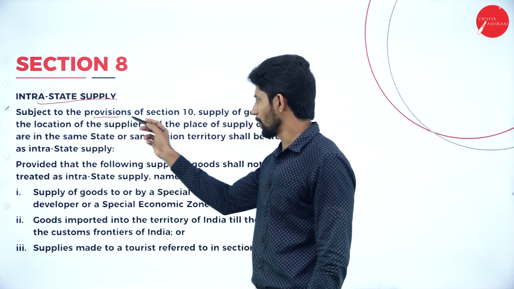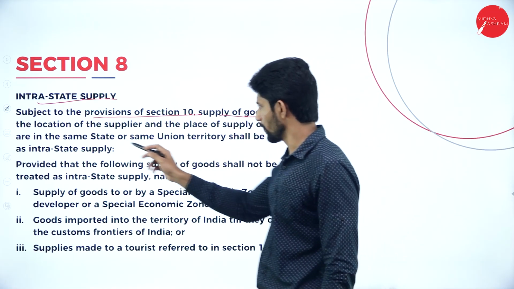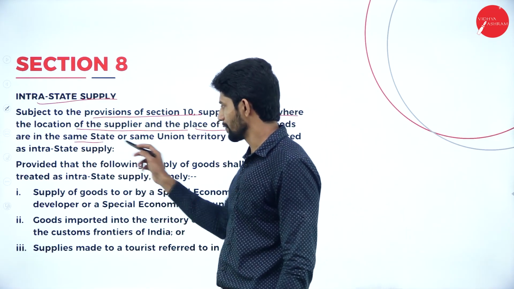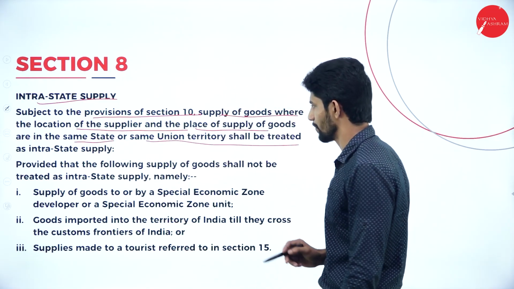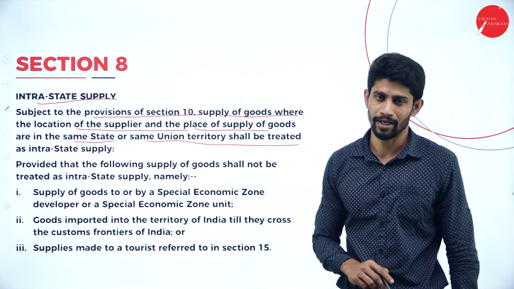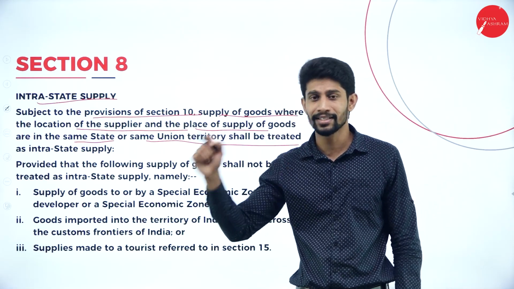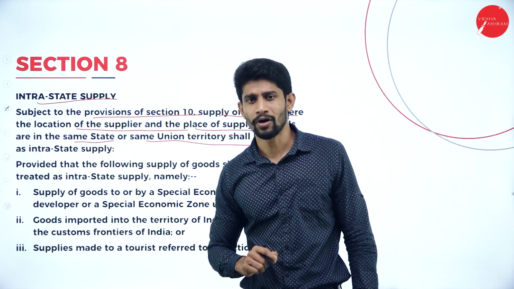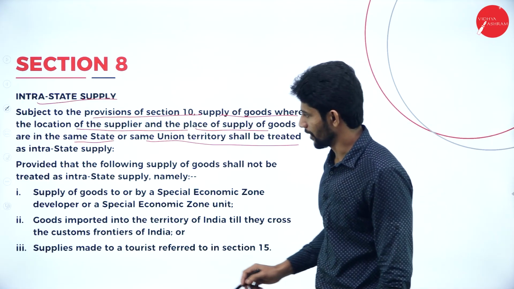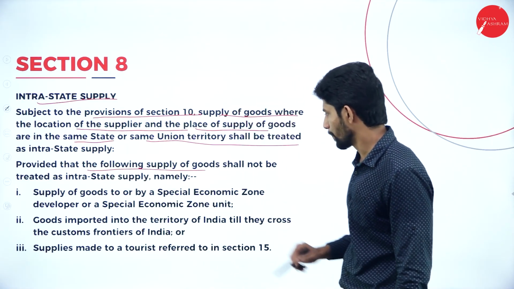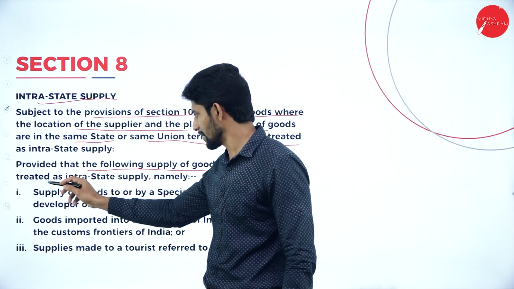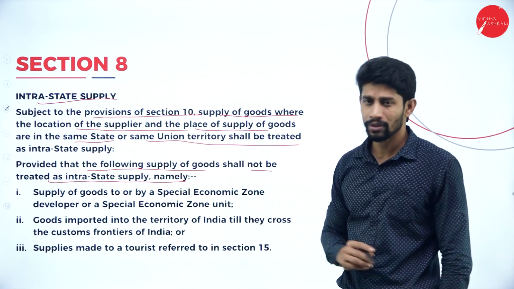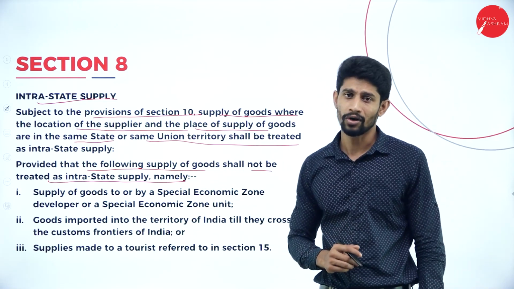So subject to the provision of section 10, supply of goods where the location of supplier and the place of supply of goods are in the same state or same union territory shall be treated as intrastate supply. So if the location of the recipient and the supplier are in the same state or in the same union territory, then it will be called as intrastate supply. Provided that the following supply of goods shall not be treated as intrastate supply, namely, that means the below conditions or circumstances are not called as intrastate.